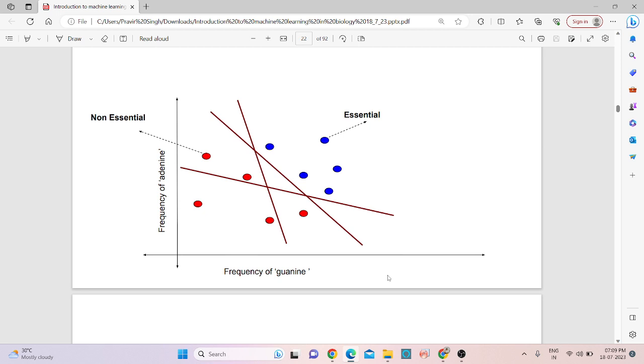Let us try to see the simplest way of building an algorithm: plot the frequency of guanine versus the frequency of adenine. For the 10 different genes, you can use a line to separate the data into two different groups. Because we know from experimental annotation that certain genes are essential and certain genes are not essential, we can color code them blue and red. See how they have nicely separated into two different classes. So the algorithm here is just a simple straight line, the equation of the line. If you know the equation of the line, then when a new gene comes, you extract the guanine frequency and adenine frequency and plot. If it falls above the line, then it's an essential gene. If it falls below the line, it's a non-essential gene, right?